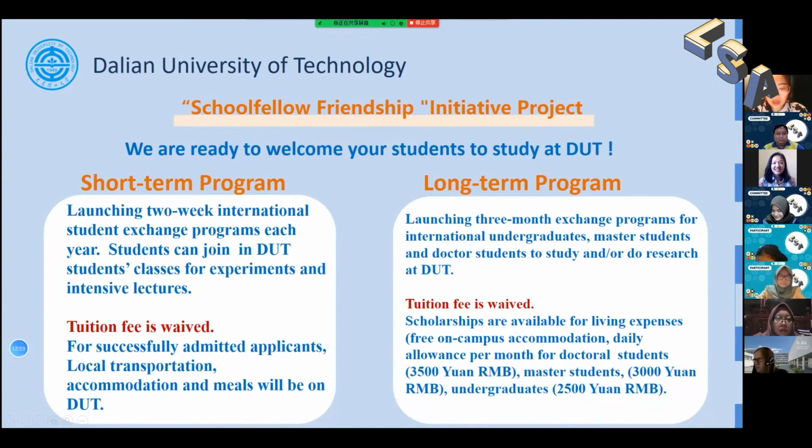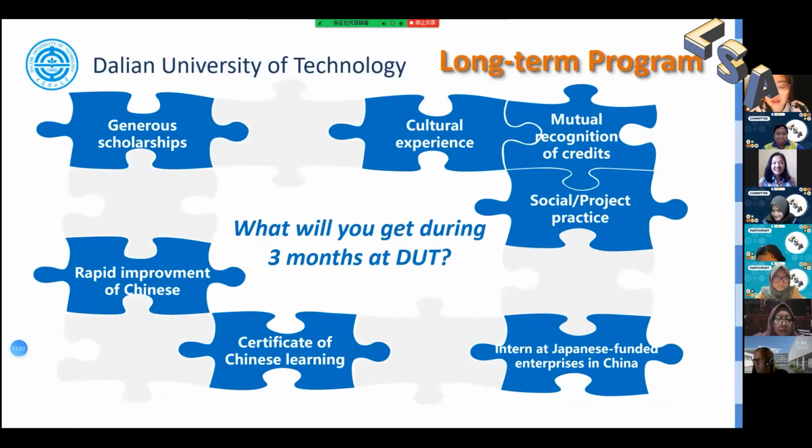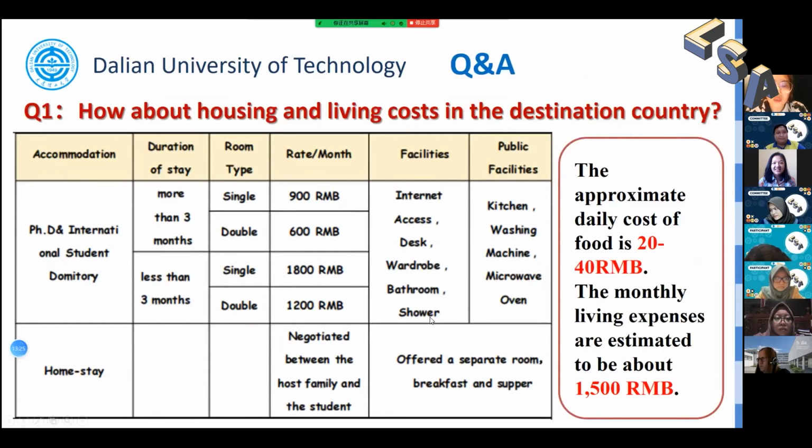And if you participate in the long-term program, what will you get during the 3 months at DUT? You can get generous scholarships, rapid improvement of Chinese, a certificate of Chinese learning, cultural experiences, and mutual recognition of the records, of course. And here are the questions I received from the ITS Global Engagement, from your international office. So I think I should answer them.